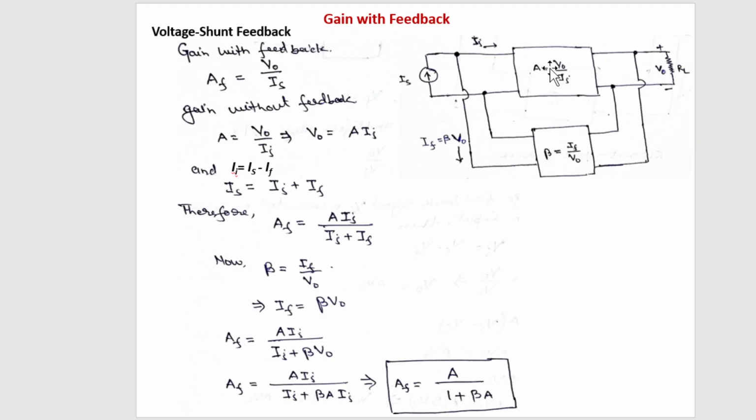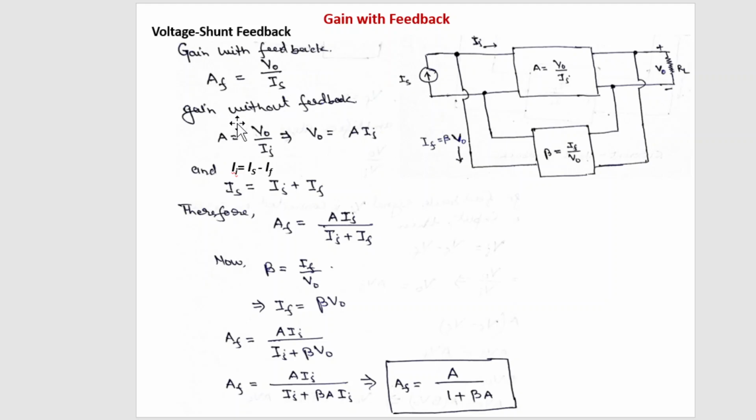If we give a feedback, then the gain with feedback is output signal upon input signal, that is V naught divided by IS. Without feedback at the amplifier stage we have VO upon II. So at the amplifier stage we can write V naught is equal to A into II, and because we are giving a feedback, this II can be written as IS minus IF, source current minus feedback current, which gives the input current when we have given the feedback.